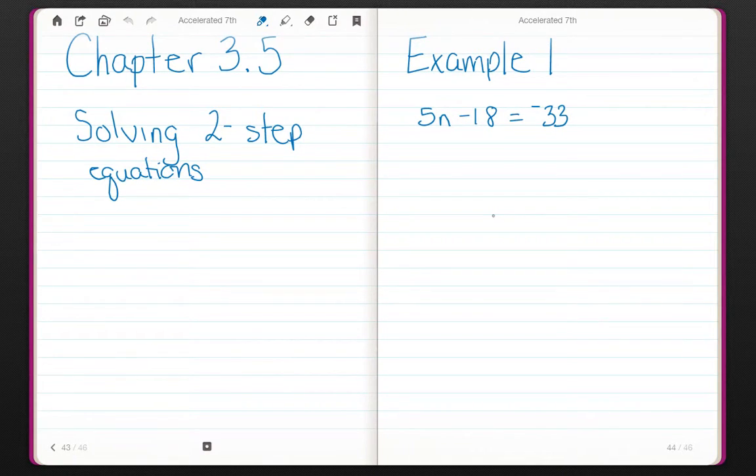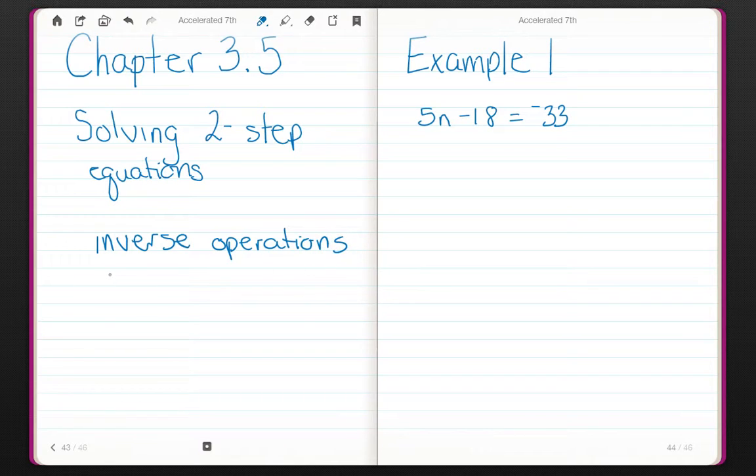Chapter 3.5, solving two-step equations. So in the last lesson, 3.4, we explored solving two-step equations and how to set them up. Today we're actually going to talk about the specific order that we are going to use in order to solve them. So when solving two-step equations, we're going to use inverse operations, just like we did in solving one-step equations in order to solve.